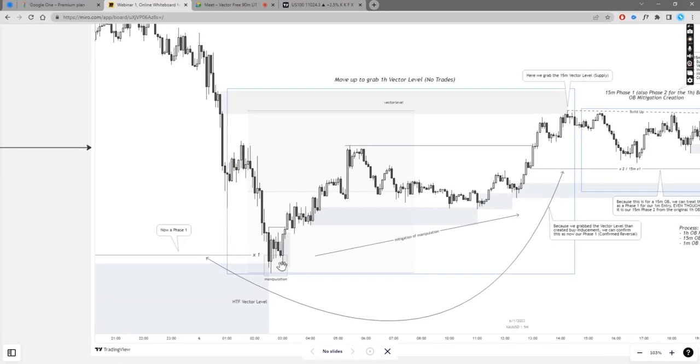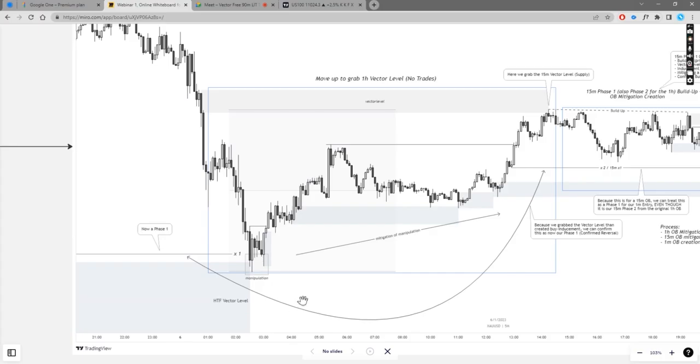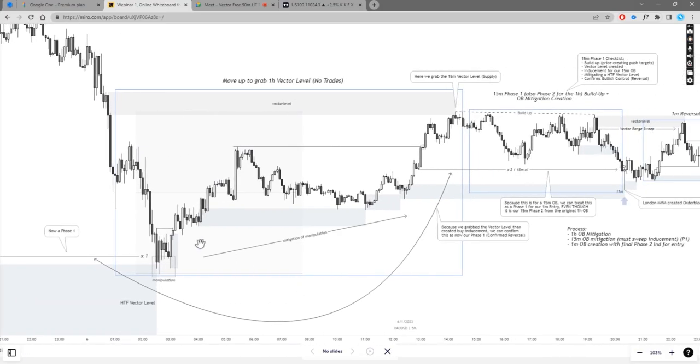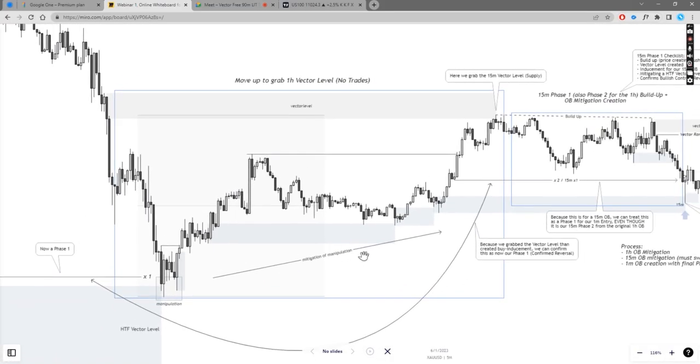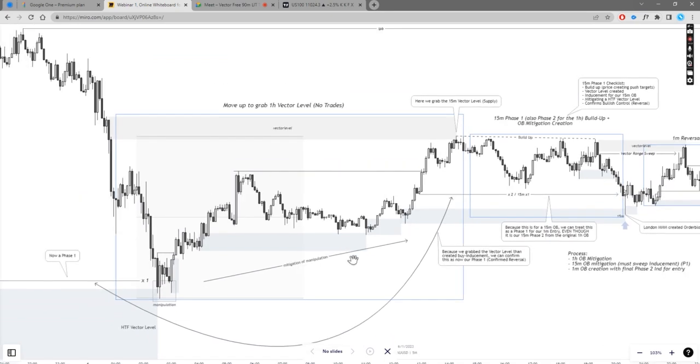Could probably get a little trade in here, but this was very late New York, which for me is like 3 AM, so it's not possible for me. But you can usually trade to this level, especially because it's an hour order block, okay? And you got a bit more wiggle room to do so on the lower time frame.